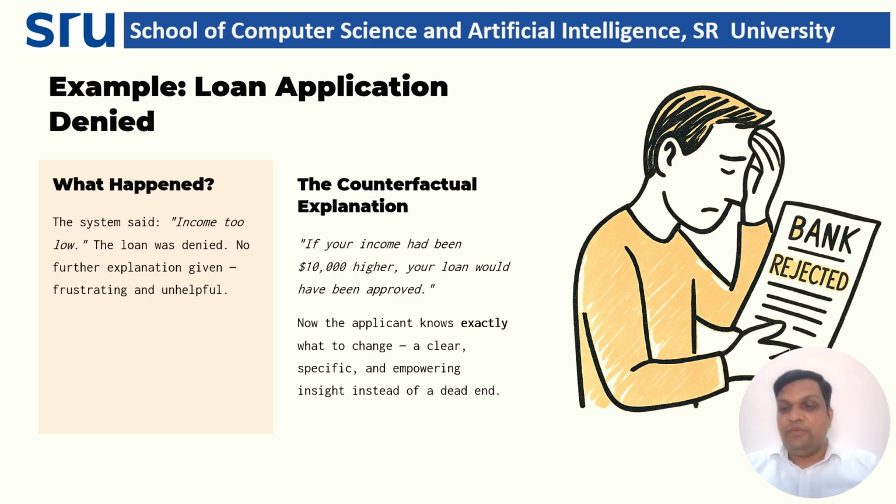So, loan example. Let's say your loan is rejected. The system just says income too low. That's not helpful. But a counterfactual says if your income was, say, $10,000 higher, it would have been approved. Now you know exactly what to improve.